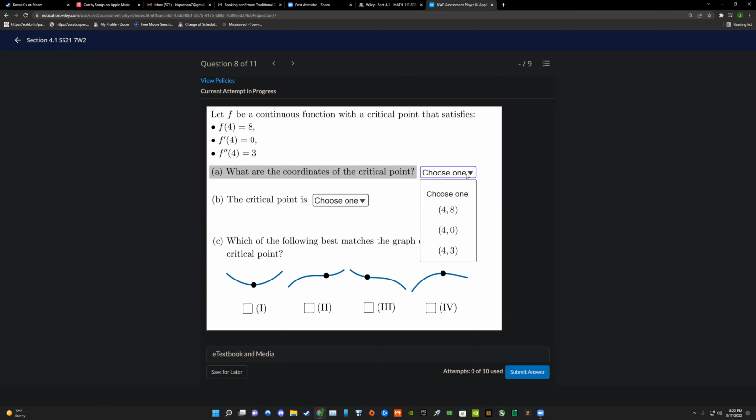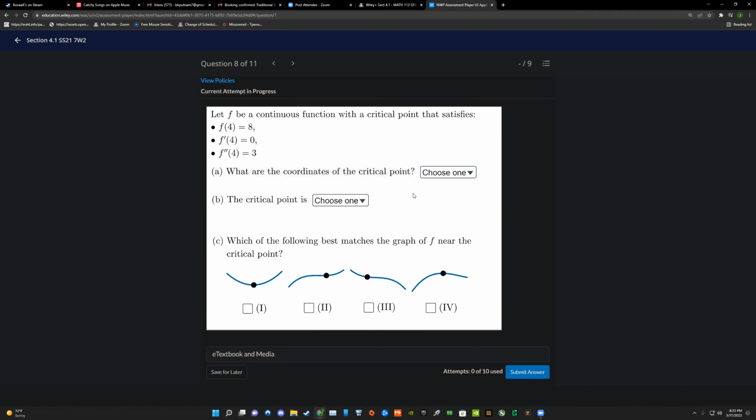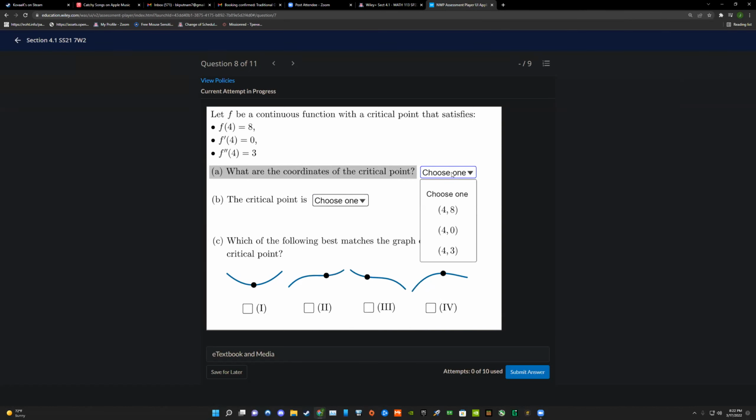Now how to answer this. The critical point is when x equals 4. See how they all say 4 there in the answer space? You've got to hit the drop down again. Is it 4-8, 4-0, 4-3? Well, 4-0 you would think, but it's asking now about the original function. The derivative is 0 at 4, but we want the actual ordered pair, which is 4-8.